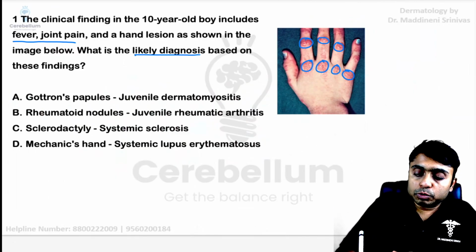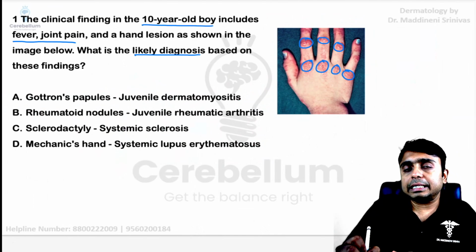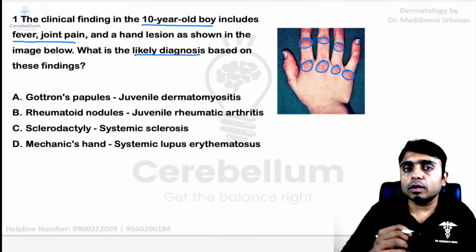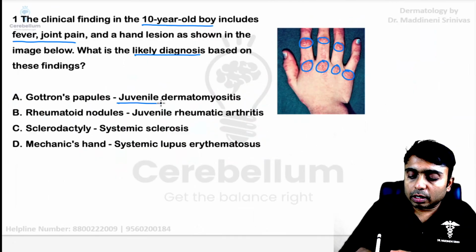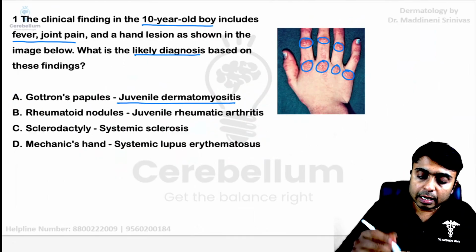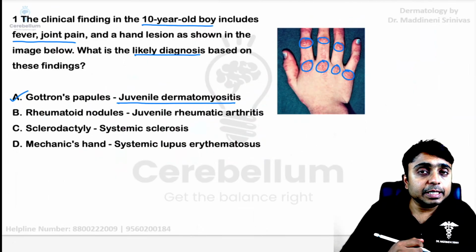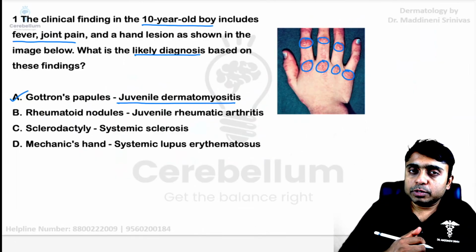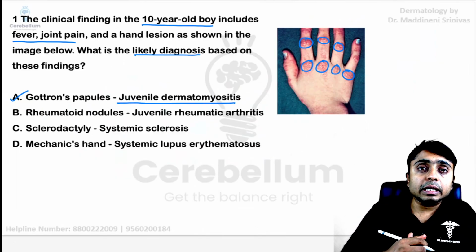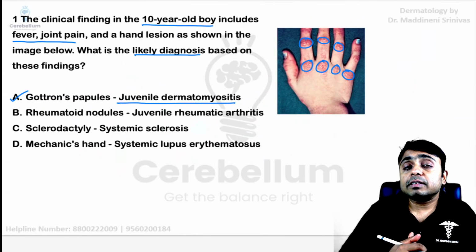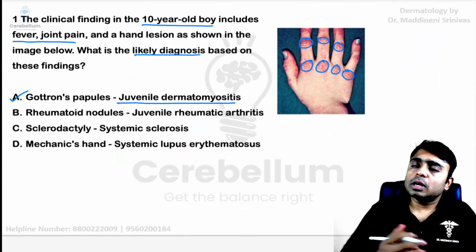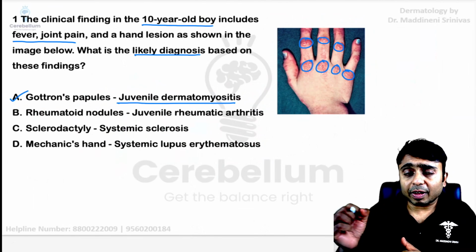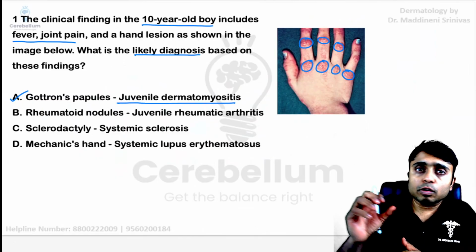If you observe, this is a boy who is having these lesions associated with fever and joint pain. So if you get this kind of a question, always you have to think about juvenile dermatomyositis, in which we are going to see violaceous macular erythematous papules present over the IP and also the MCP joints. Very, very important. They are called Gottron's papules. And in this same paper, there was another question related to juvenile dermatomyositis. So somehow the examiner likes to ask about this connective tissue disorder, where we are going to see some skin features and also some muscle features.